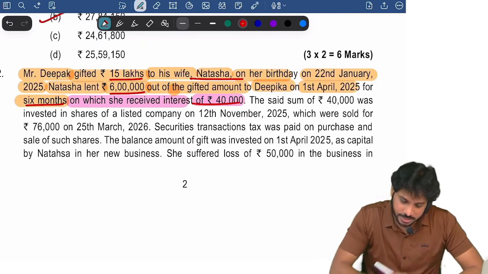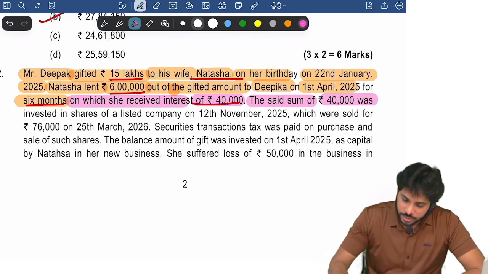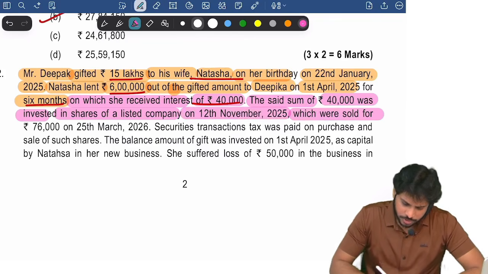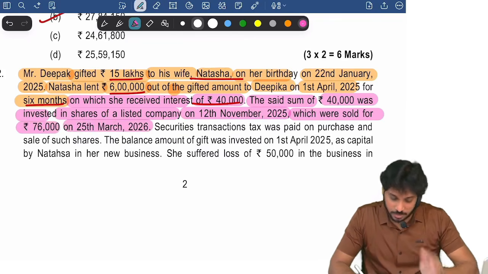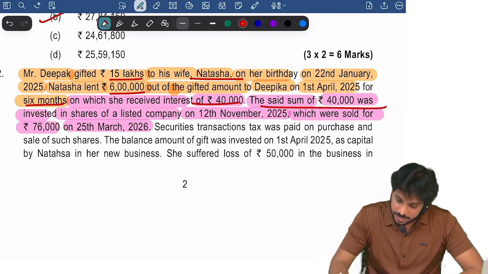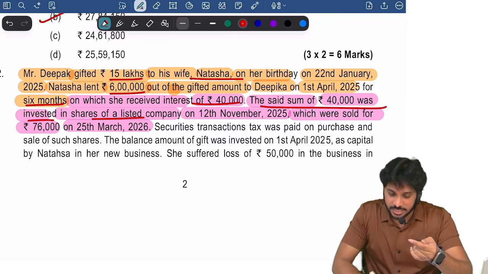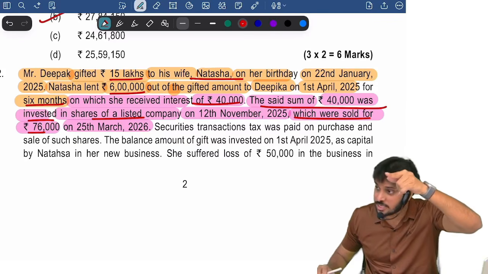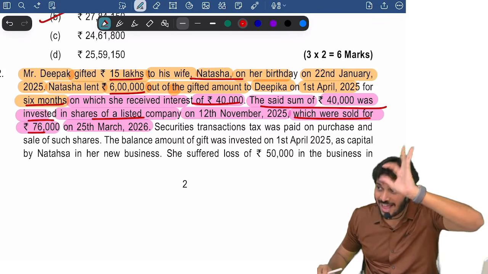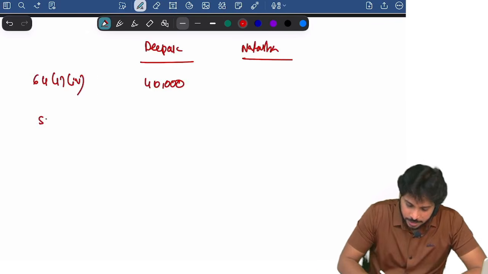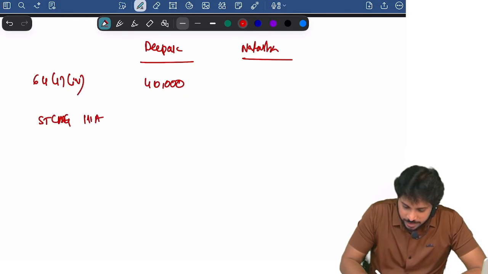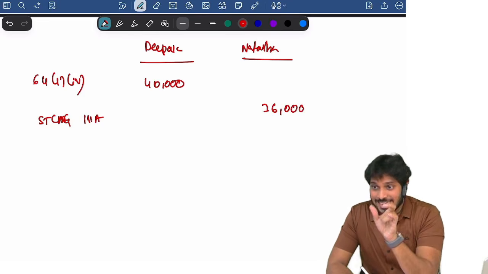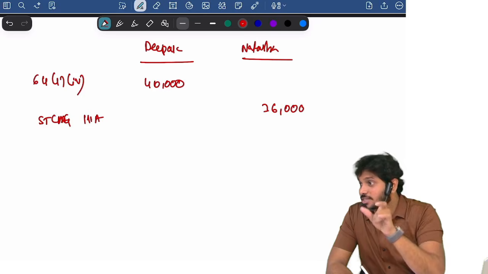Next. The said sum of 40,000 was invested in shares in a listed company on 12th November 2025, which were sold for 76,000 on 25th March. Again, the said 40,000 rupees interest was invested in shares which were sold for 76,000, which means 36,000 capital gain is there, which is a short-term capital gain, 111A. This is not subject to clubbing because this is called accretion to the income. Yes or no? So the short-term capital gain, 111A, which is 36,000, is not subject to clubbing in the hands of Deepak because that's an income on the transferred asset. So that is not subject to clubbing.